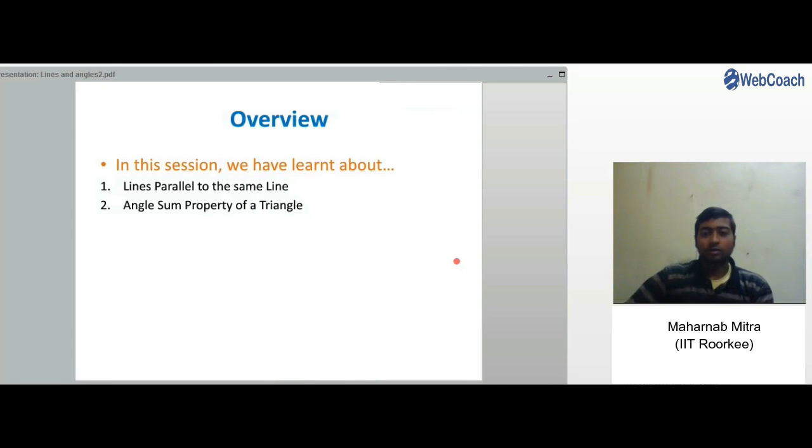So these were the small topics to be covered here. I think you have got an idea of that. So in this class, we have talked about the topics lines parallel to the same line, and finally the angle sum property of a triangle, right?